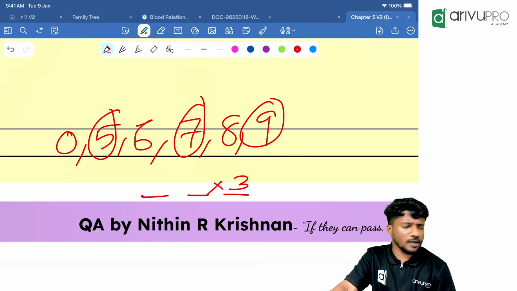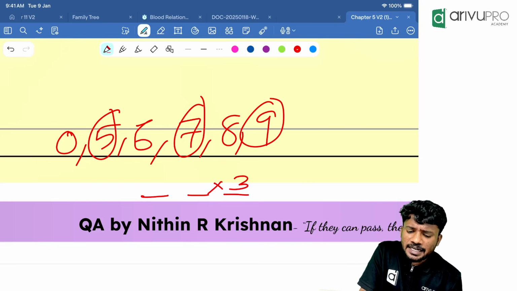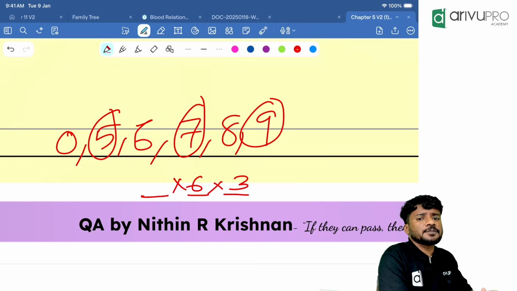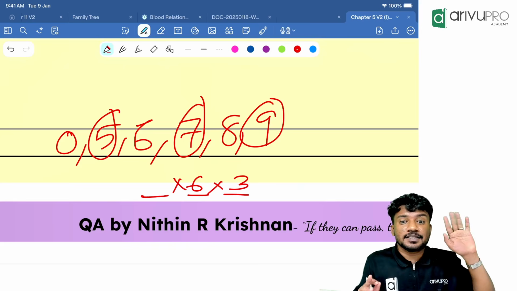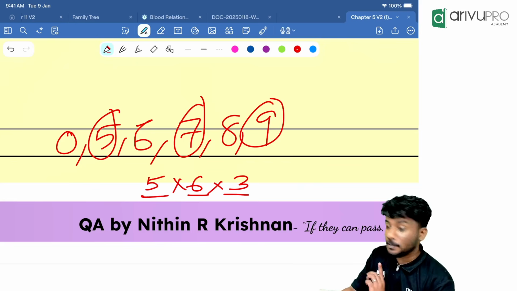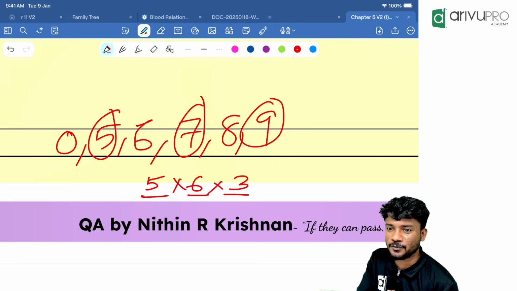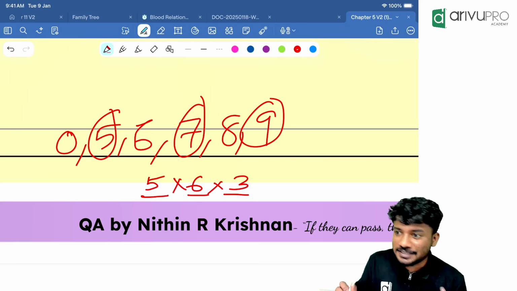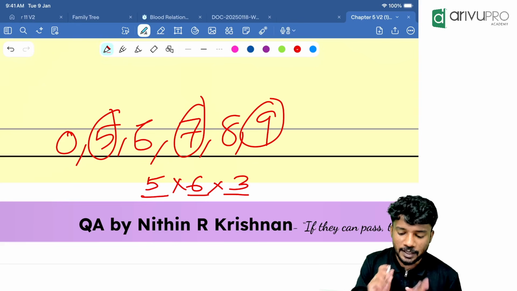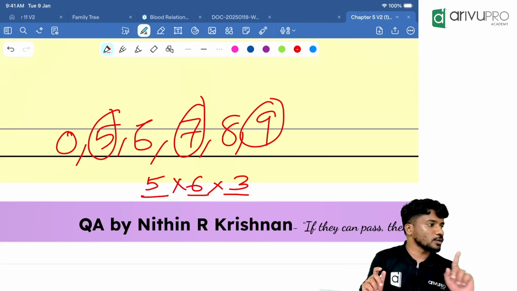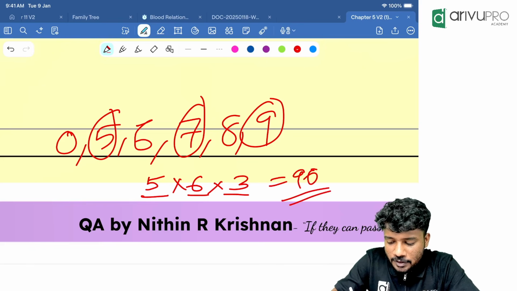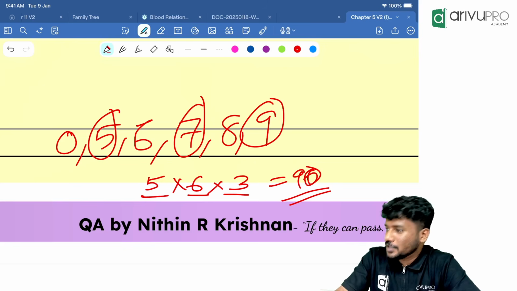Now, repetition is allowed, right? Now, how many can sit in the next place? 6 of them can sit. Now, in the hundreds place, how many can sit? Only 5. Any of the 5 can sit. Why? Because 0 cannot sit in the first place. If 0 sits in the first place, it will become a 2-digit number. It will not become a 3-digit number. So, answer will be what? 5 into 6 into 3. How much is it, people? 90. Okay.